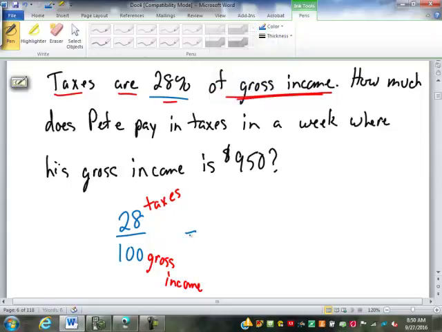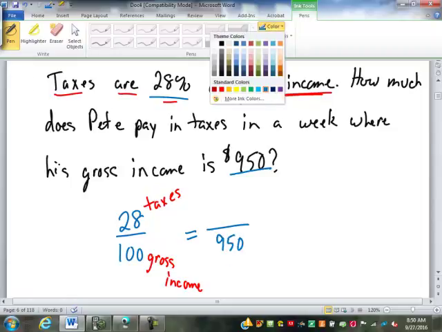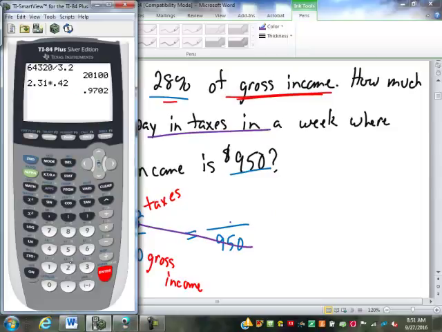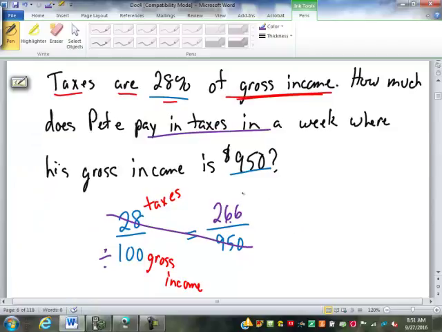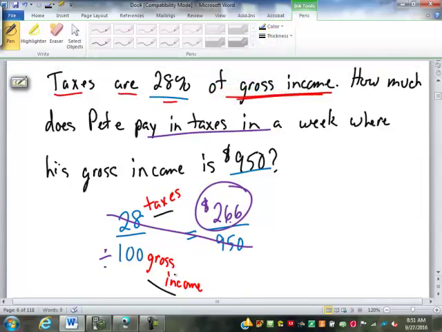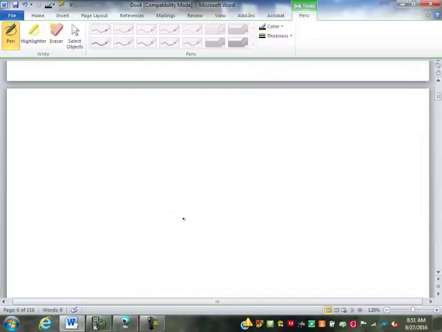So now on the other side, the 950, does that represent the taxes? No, does it represent the gross income? Yes, it does. So now, are we looking for the taxes? Yes, how much do you pay in taxes? So we'll cross multiply and divide. 28 times 950 divided by 100. 266. So Pete pays $266 in taxes during that week. Now, making these little labels on a problem like this doesn't necessarily seem terribly useful, but in a problem like this it can be.